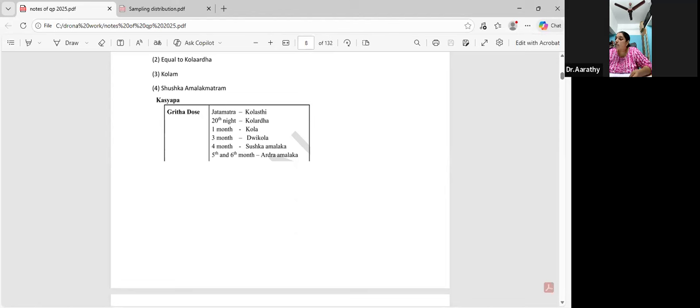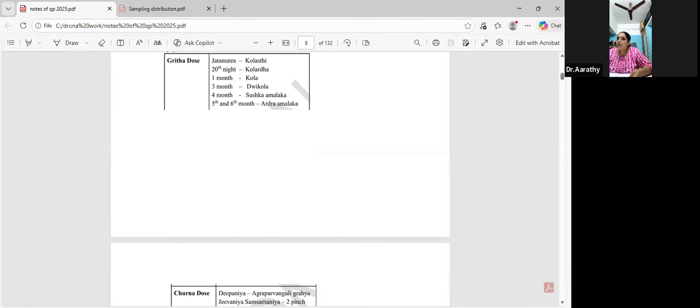4 months, it is Shushka Amalaga. And 5th and 6th month, it is Ardra Amalaga. It follows a pattern, right? Kolasti means a seed of Kola fruit. Then Kola Ardha, half of the fruit. Then Kola, 1 Kola fruit. Then 3rd month, it is Drikola, 2 fruits of Kola. And 4th month, it is Shushka Amalaga. 5th and 6th month, it is Ardra Amalaga, right?